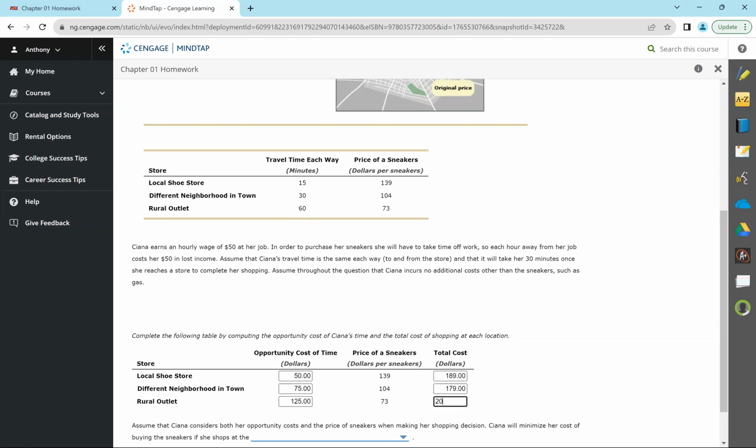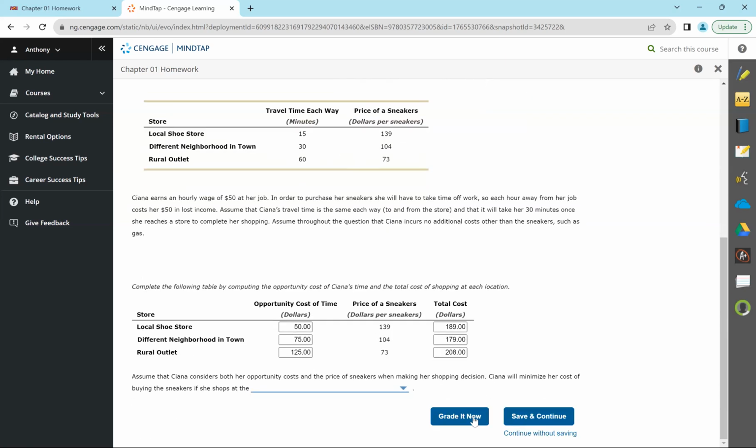Recommend you check these as well. 189, 75, 179. Does this look okay to you? So the lowest opportunity cost is the neighborhood in town. Does that look the lowest to you?